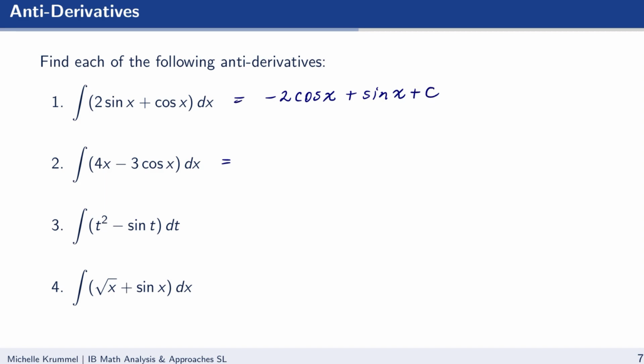For x, we're going to use our reverse power rule, so it's 4x squared over 2. Or you can think, if it's easy for you, what would you take the derivative of to get 4x?